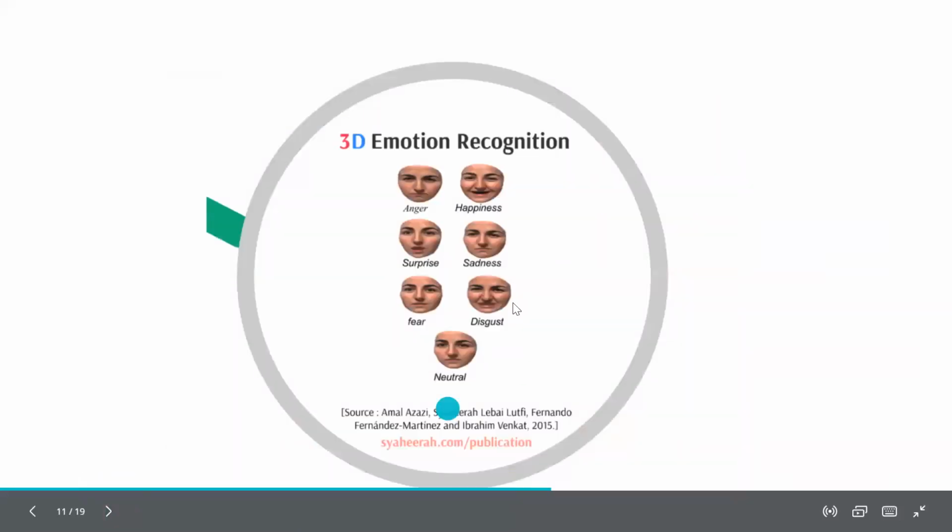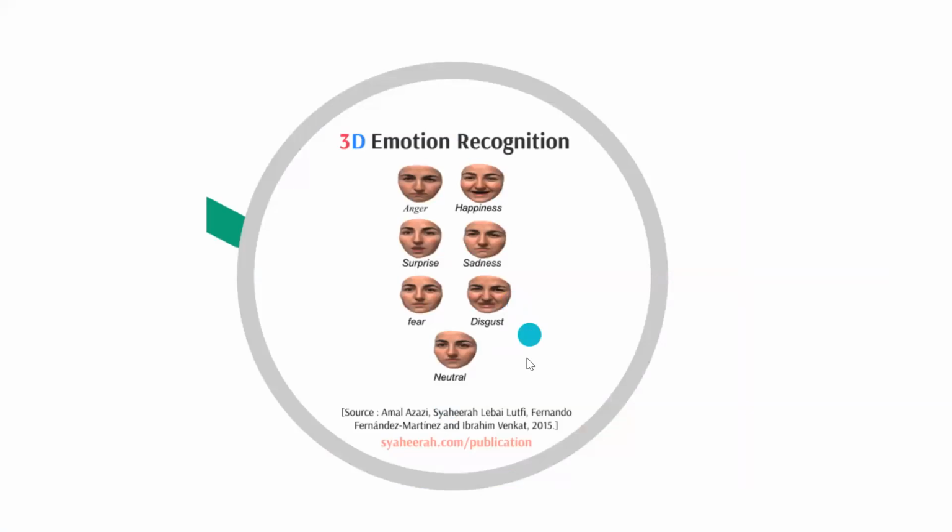This is a work that I've done with my student as well, trying to understand facial emotion or expression, trying to detect facial expression in 3D. Usually facial expression is processed in 2D, but this is done in 3D, which means it includes the movement of the face. And this is done in full-blown emotion: anger, happiness, surprise, sadness, fear, disgust, neutral. This is known as the big six emotion.